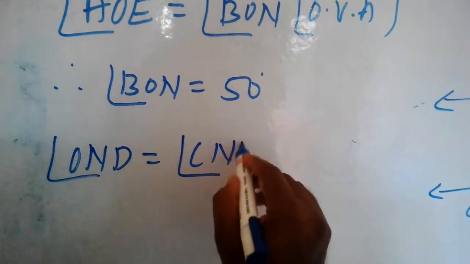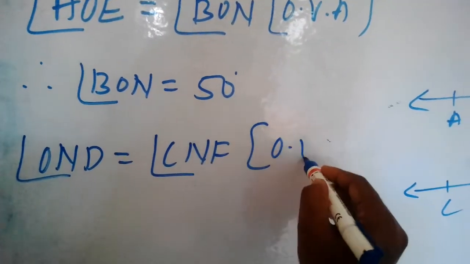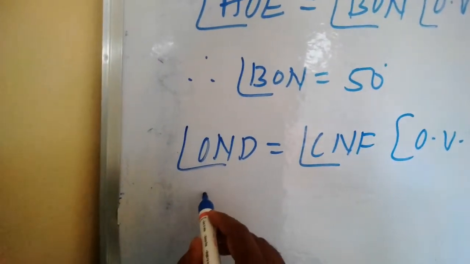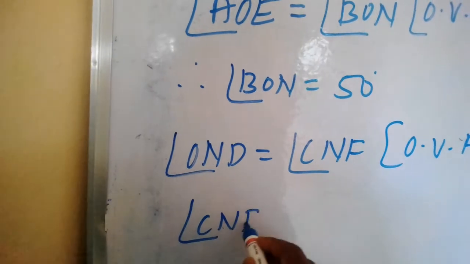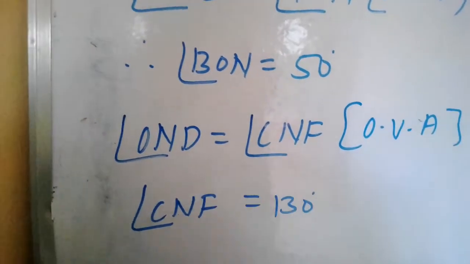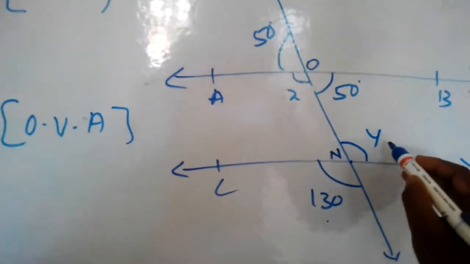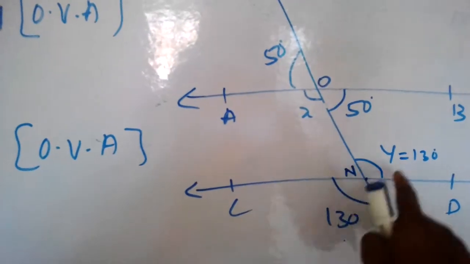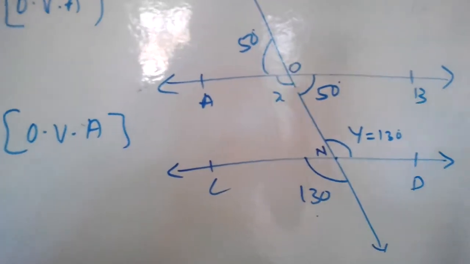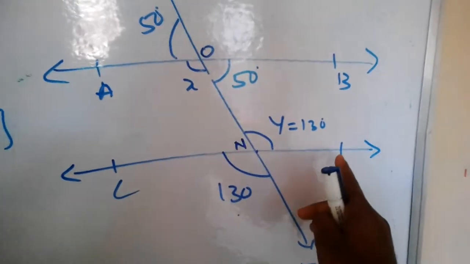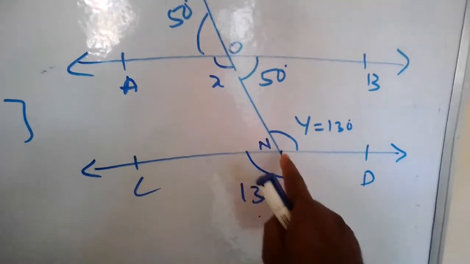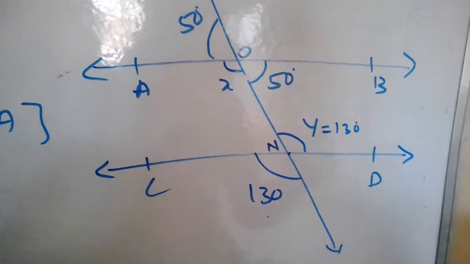These are also vertically opposite angles, that is, CNF is equal to 130 degrees, correct? So this one also 130 degrees, you got it here. 50, 50, here 130, clear? Now DNF and CNF are a linear pair of angles.